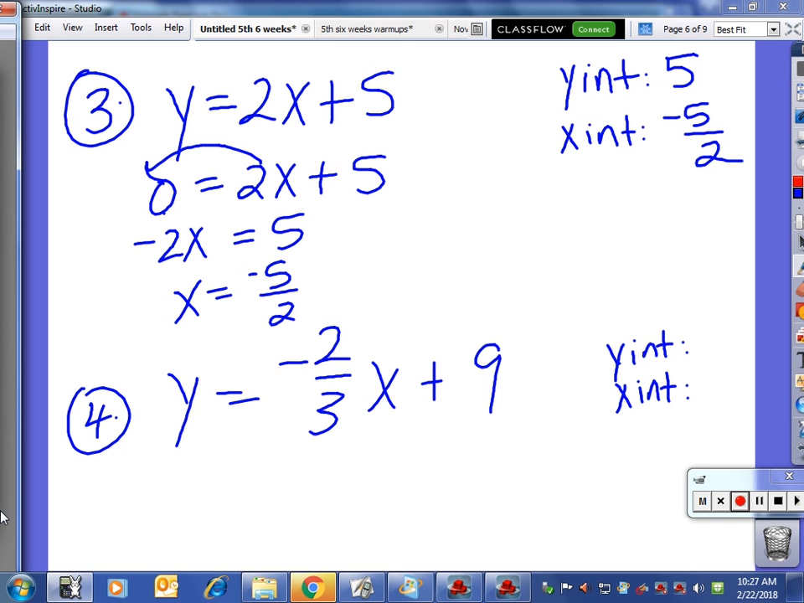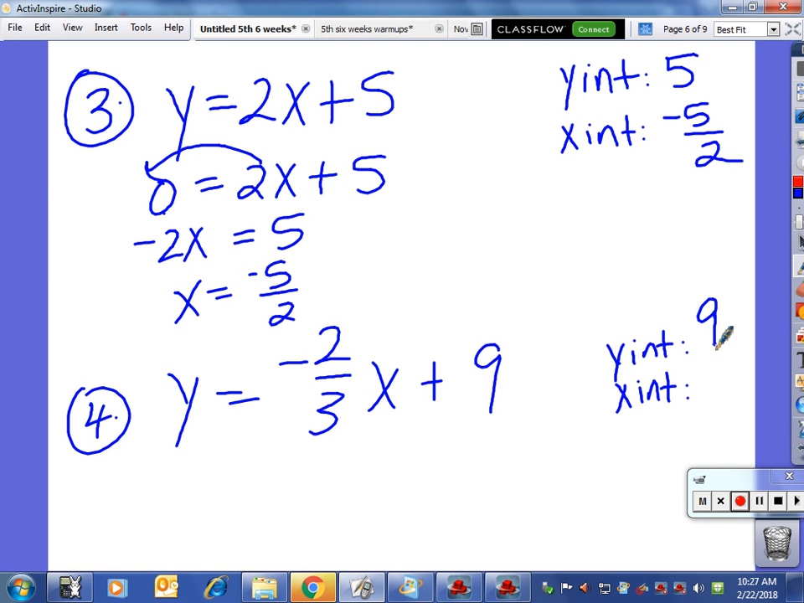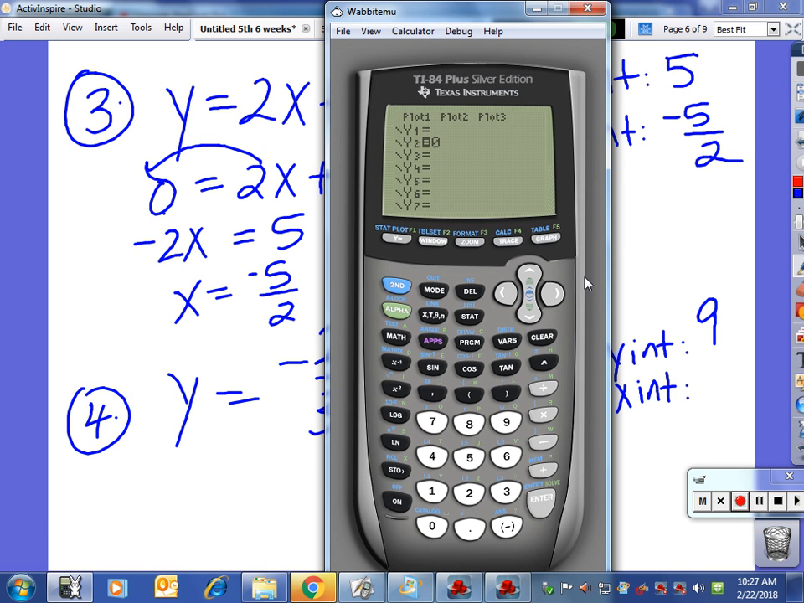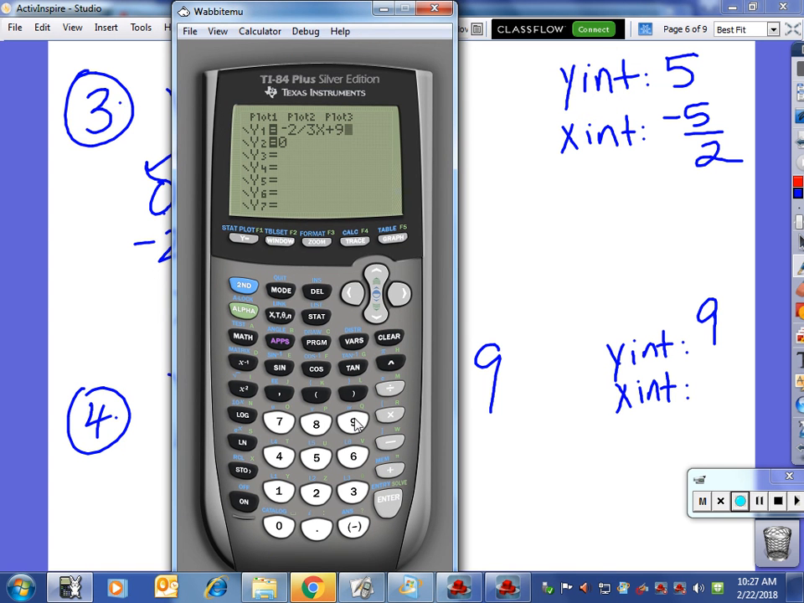All right, the y-intercept of number 4 is just 9. The x-intercept, so if you went straight to the calculator and didn't listen to Ms. Himes' suggestion, negative 2/3 x plus 9, and you didn't change the screen or anything, and you did calculate intersection, what does it tell you? It said error or something, didn't it? Why does it say error? Yeah, your calculator will not tell you an intersection unless it can actually see where it's intersecting.